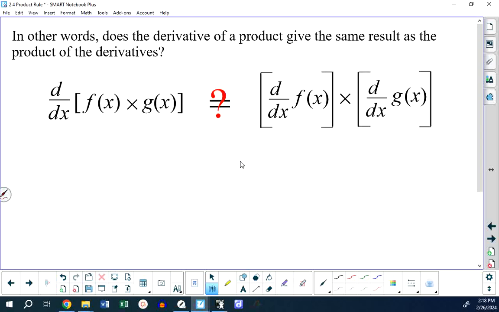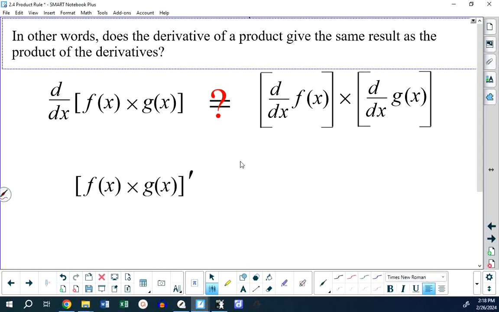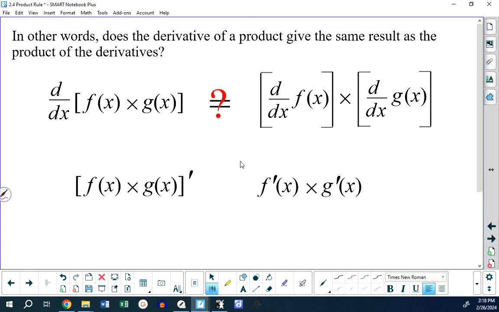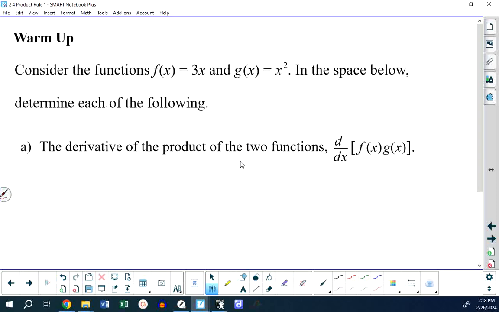I think intuitively speaking, you know it's not equal, otherwise why would we have some special rule? To use a simpler notation, f times g quantity prime compared to f prime g prime, are they equal? So understand what we're after here.